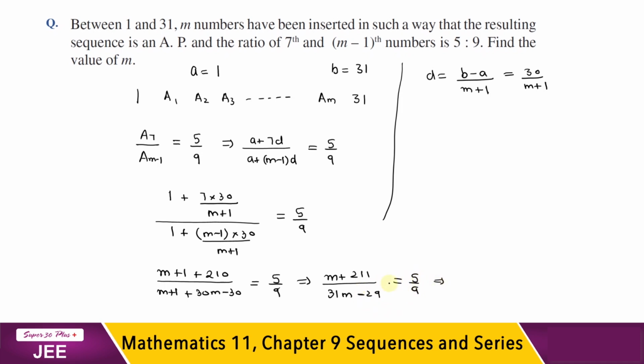Now you just have to cross multiply and simplify for the value of m, and the value of m comes out to be equal to 40. So the value for which the resulting sequence turns out to be an AP is m equals 40. So this is also a question which was based on the arithmetic mean between two numbers.